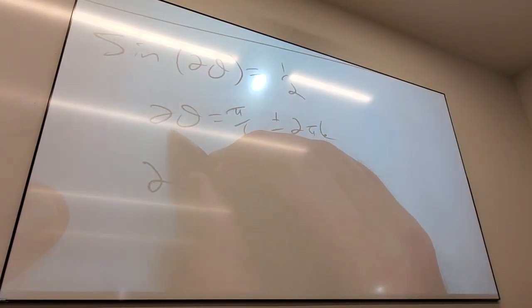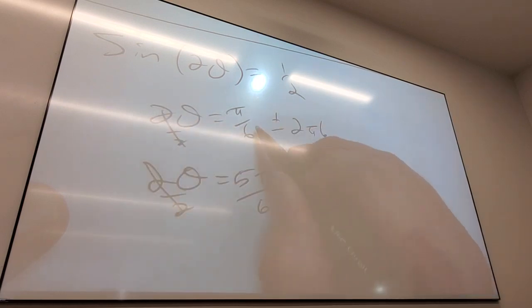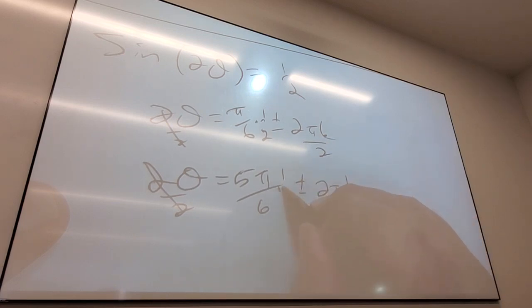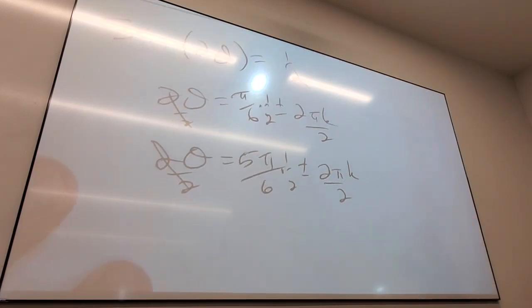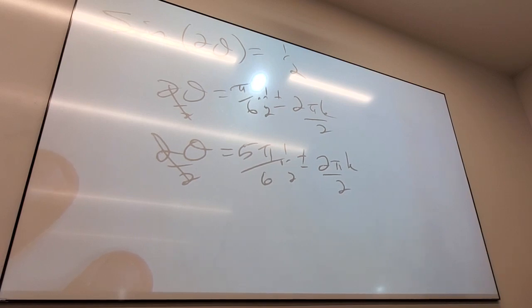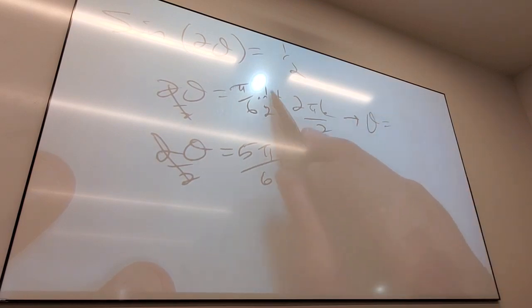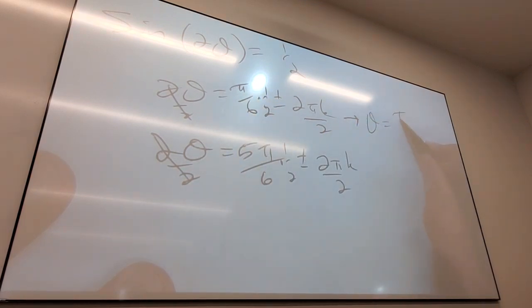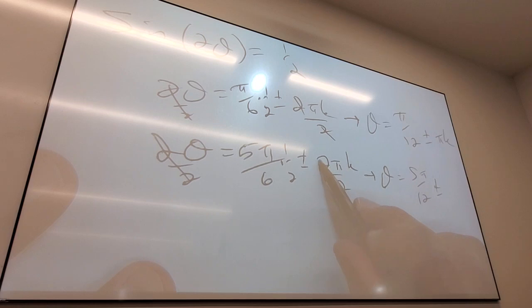So here's the nice thing. When I divide by 2, if I have a fraction, dividing by 2 is just multiplying by a half. People always freak out a little bit, but if you have a fraction divided by 2, just multiply by half. So what does this become? Pi over 12 plus or minus pi k. And this becomes 5 pi over 12 plus or minus pi k.